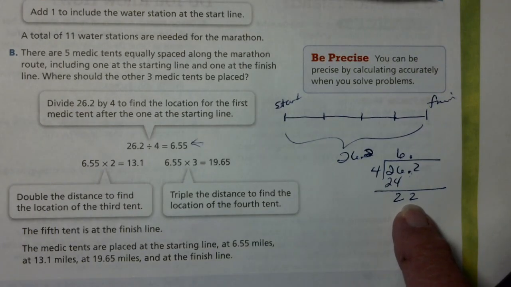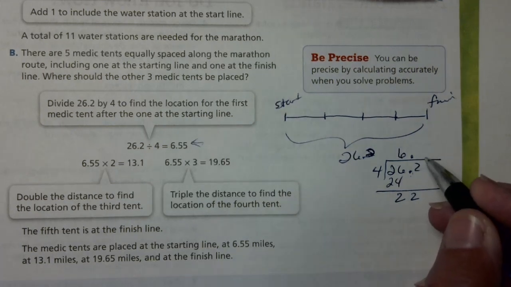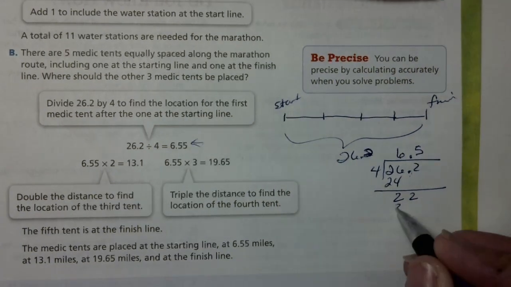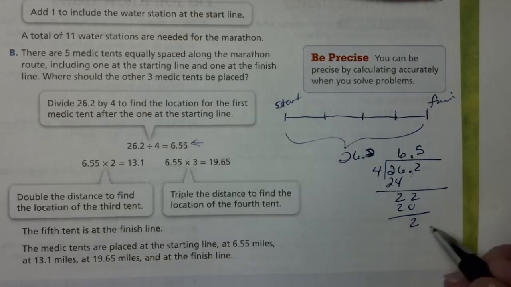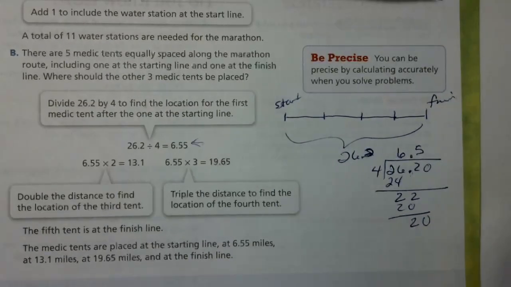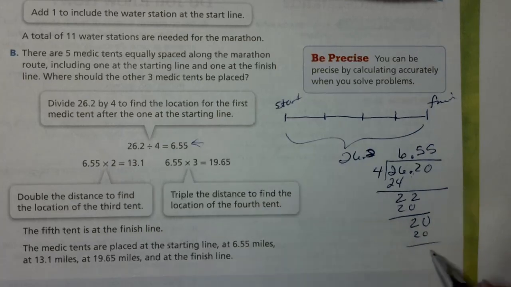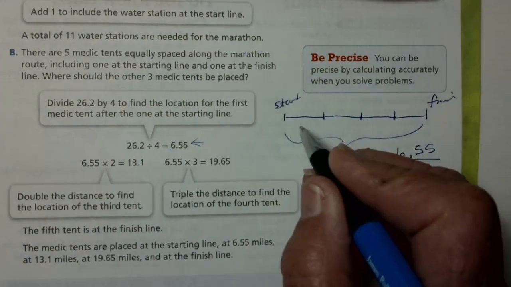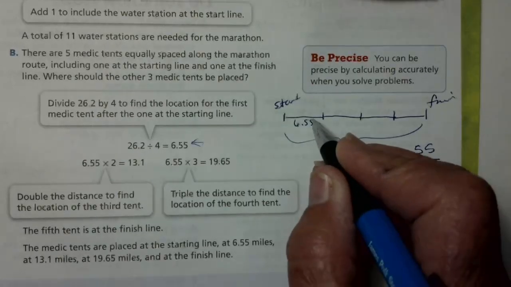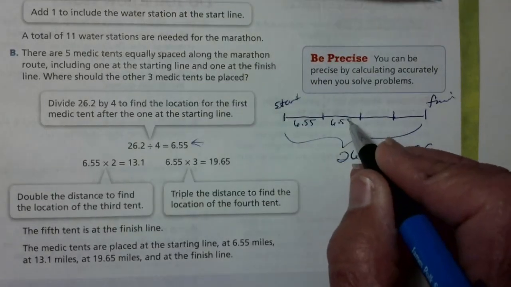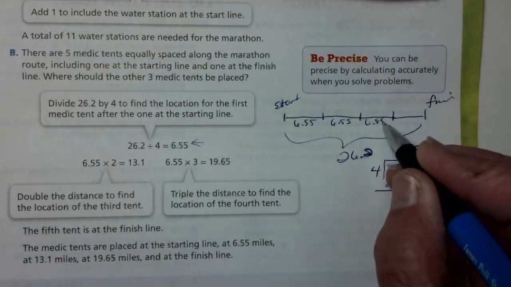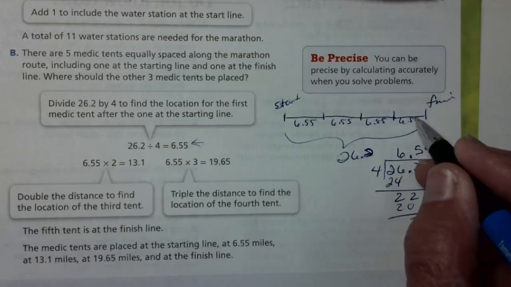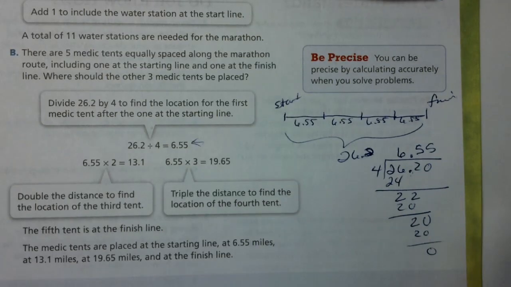I believe so. 4 fours is 16. 4 fives is 20. So 5 is 20. And bring down a 2. And x is 0 and go again. And 4 fives is 20 again with the remainder of 0. So at 6 and 55 hundredths, each one of these links is 6.55. 6.55, 6.55, and 6.55. Okay?